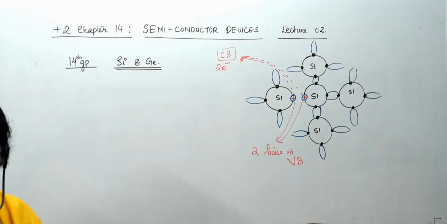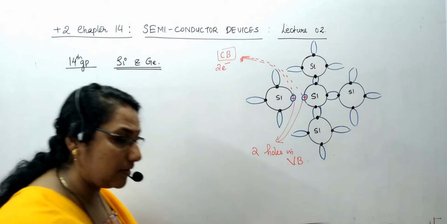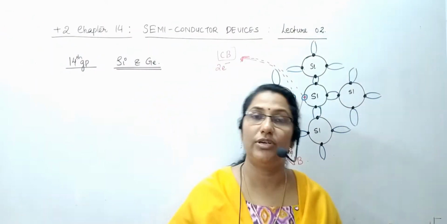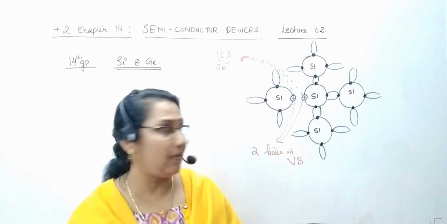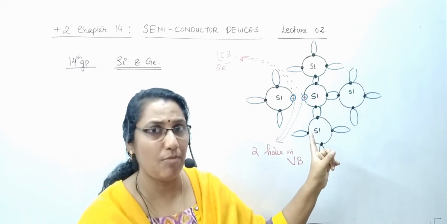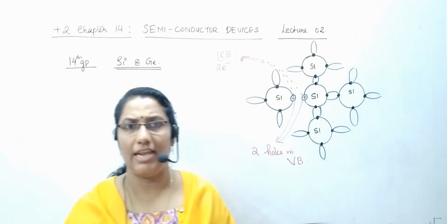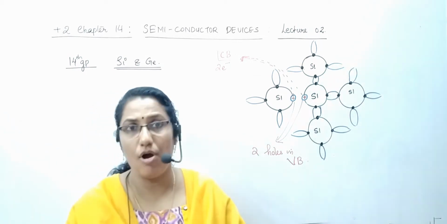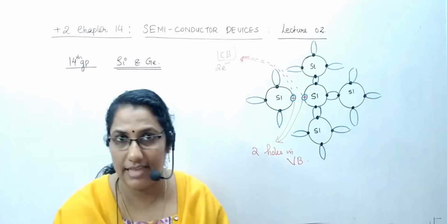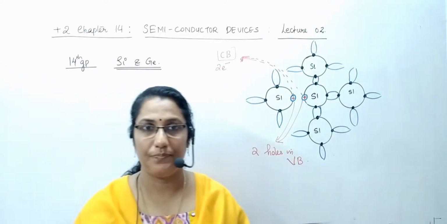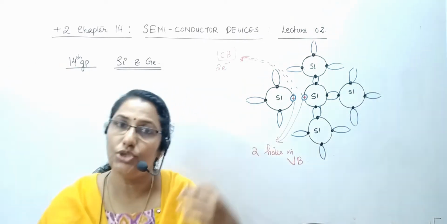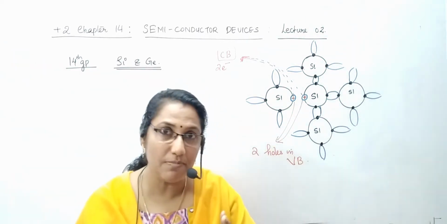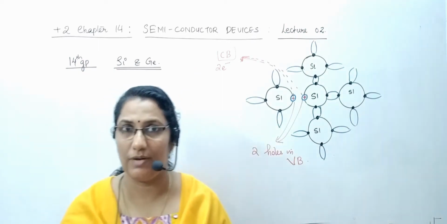Clear? Okay. So what happens when the silicon crystal at 0 Kelvin is put at room temperature? Here we have taken only one pair of covalently bonded electrons. Some of the covalently bonded electrons get sufficient energy. They break their bond, become free, get excited and go to the conduction band. As a result, when one bond breaks, two electrons are present in the conduction band.